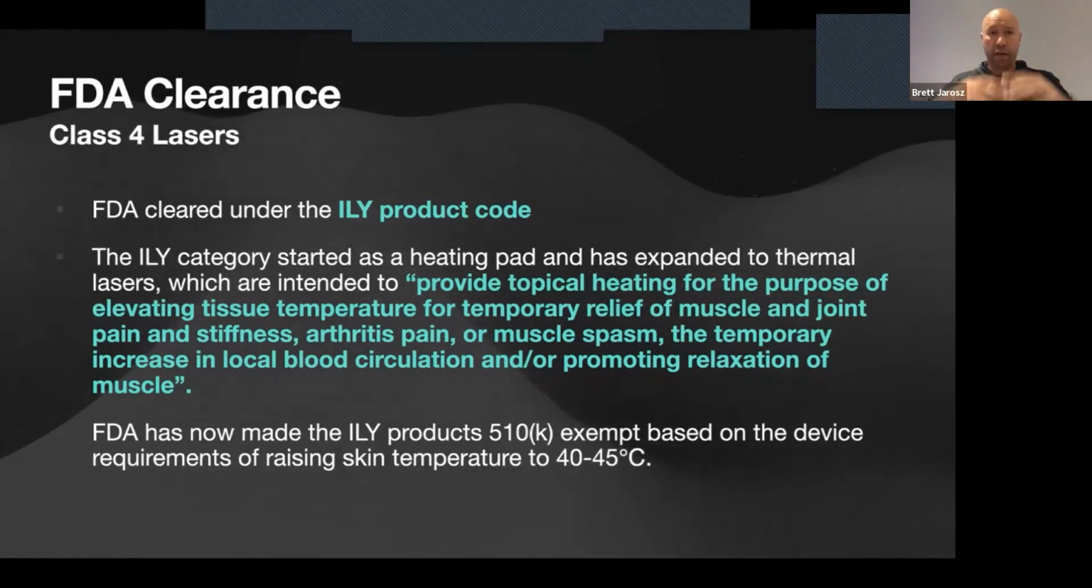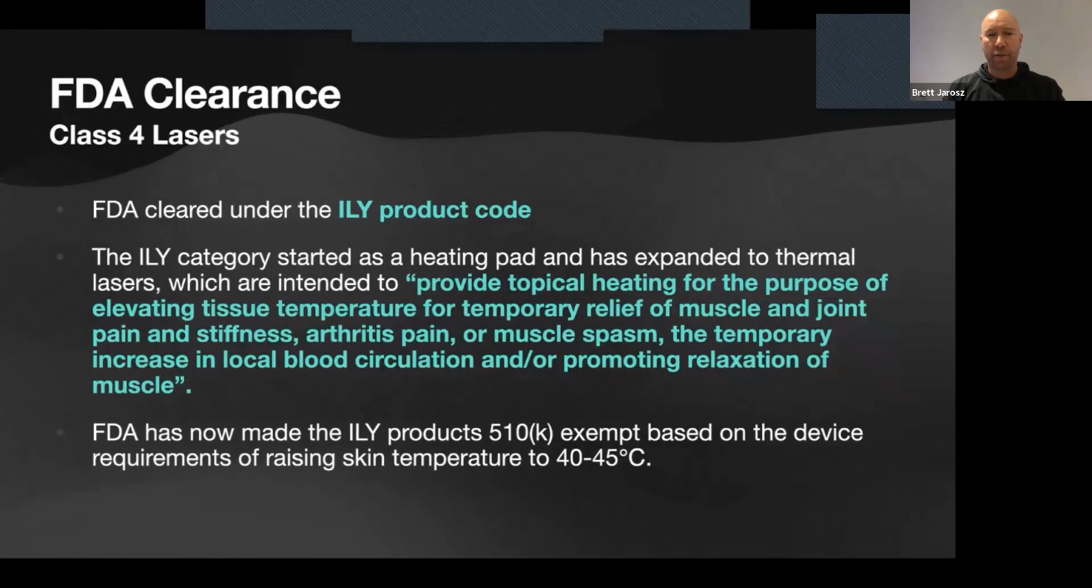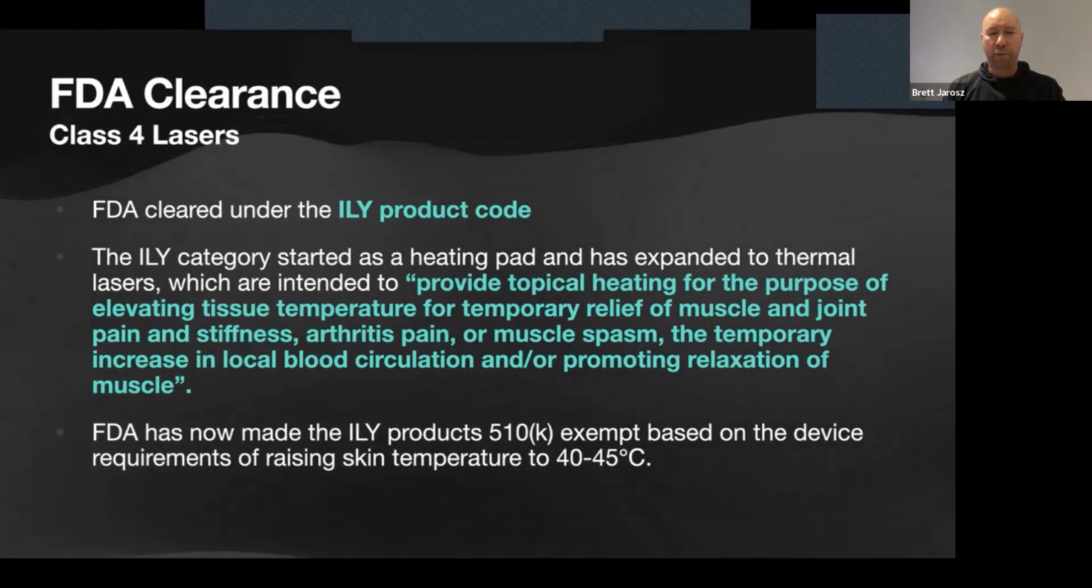Like many a thing in healthcare gets put under this umbrella, but we need to be a little bit more specific. So class 4 lasers are cleared under the ILY product code. And what that category is, it was a heating pad, and that expanded to thermal lasers. And what they are intended to do is to provide topical heating for the purpose of elevating tissue temperature for temporary relief of muscle and joint pain and stiffness, arthritis pain, or muscle spasm, the temporary increase in local blood circulation, and/or promoting relaxation of muscle.